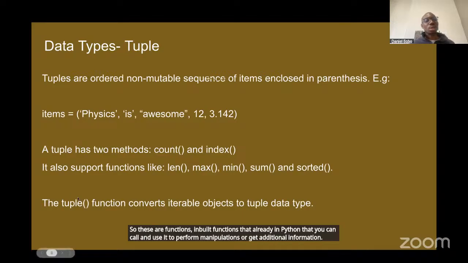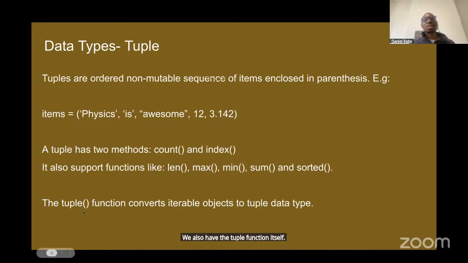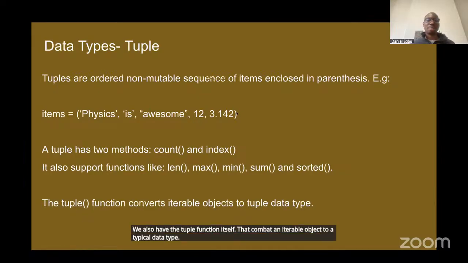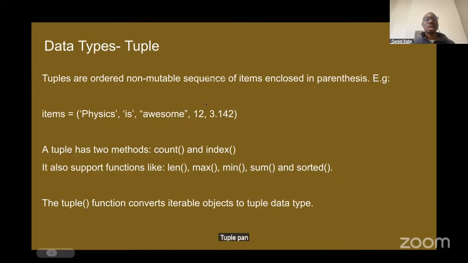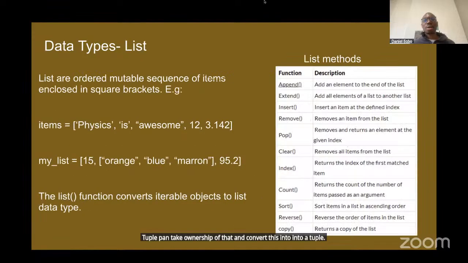We also have the tuple function itself that converts an iterable object to a tuple data type. Supposing I have this in square brackets, which is a list, tuple can take that and convert it into a tuple. Now, let's talk about lists.